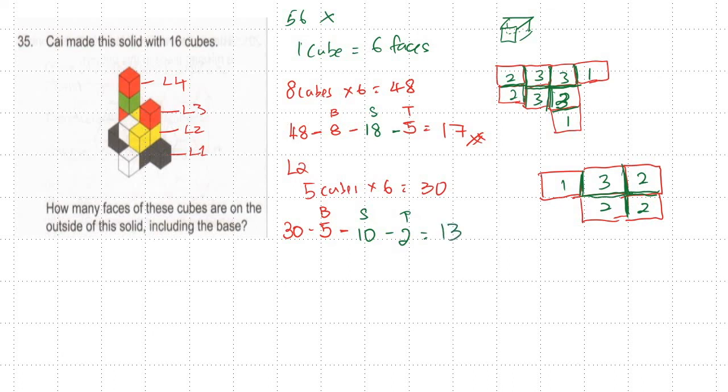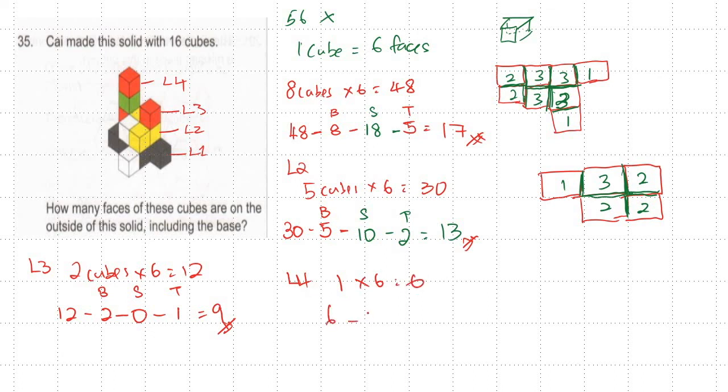So I will then do level 3. Level 3 is quite simple. I actually have 2 cubes. So times 6, by right I should have 12 faces. 12 minus the bottom, this is the bottom, minus the side. They are not stuck to any because level 3 didn't say stuck to any. And then I minus off the top. The top I have only 1 cube. So my level 3 is 9. And then my level 4, only 1 cube times 6, which is 6. 6 minus off the bottom, minus side is 0, and minus top is also 0. So I have 5.